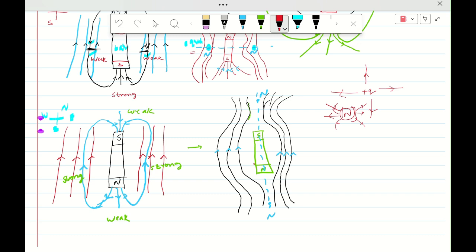Now on this equatorial line the field is strong, and along the axis of the bar magnet the field will be 0. Therefore, null points lie on the axial line. So this is the tan A position, tan A position on the axial line, and this one is the tan B position.